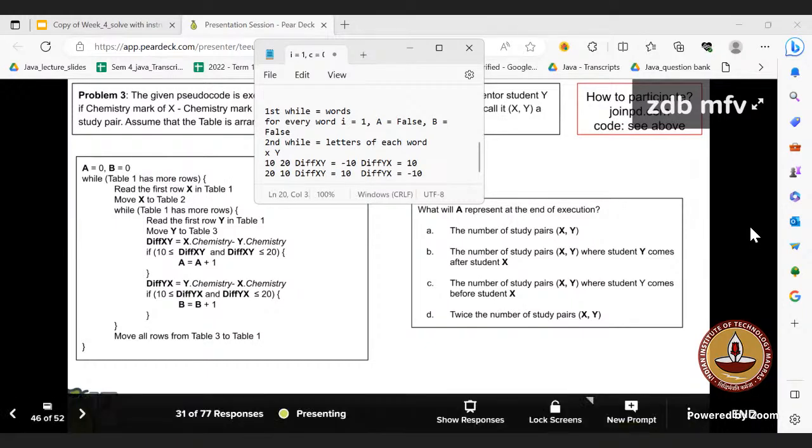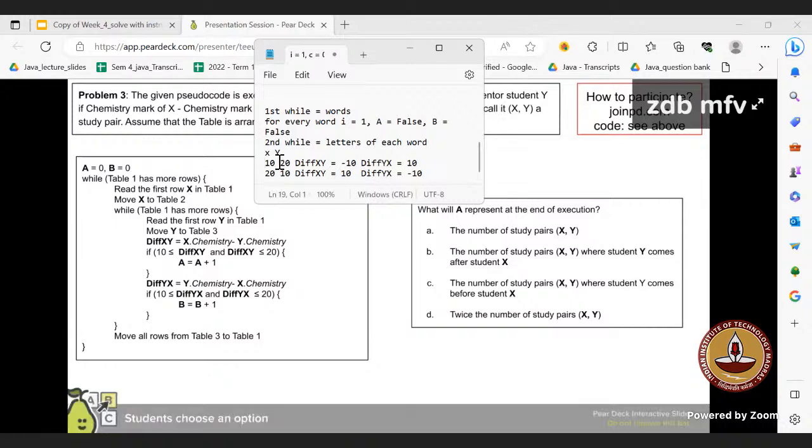okay, now you have cards 10, 20, right? So this is the first arrangement. 10 is coming before 20, so you are not counting that as a pair, right? But if 20 comes first and 10 comes later, then you will count that as a pair. I'm talking about the sequence number, not about the marks.